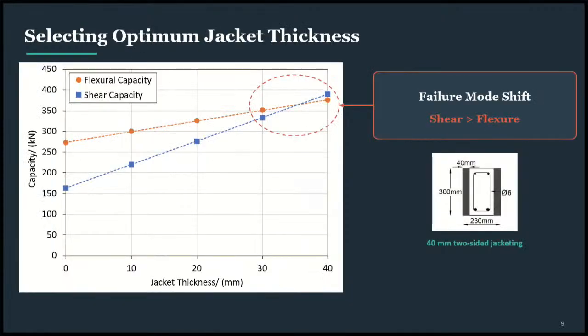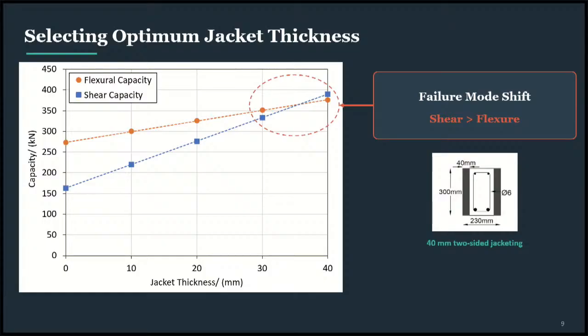With that, we moved on to the assessment of the retrofitted beams. So this plot here shows the variation of flexural and shear capacities of this retrofitted beam with different jacket thicknesses. As can be seen here, both the flexural and shear capacities have increased with the increase of jacket thickness. And specifically at around the 30 to 40 millimeter region of jacket thickness, the failure mode or the critical load has shifted from shear to flexure, which is why we selected the 40 millimeter jacket thickness as the optimum thickness which is required to shift this failure mode from brittle shear to ductile flexure.